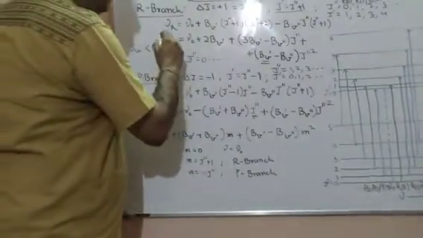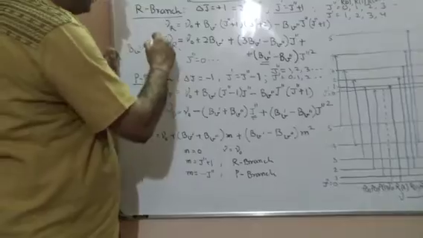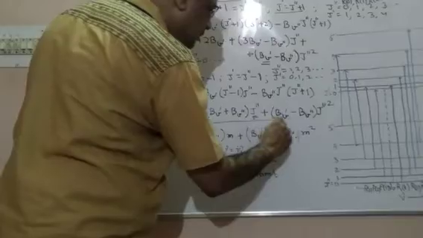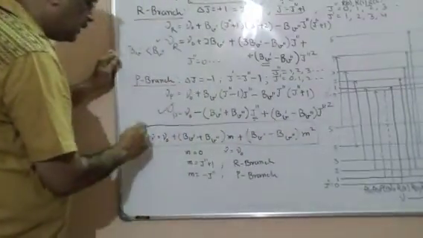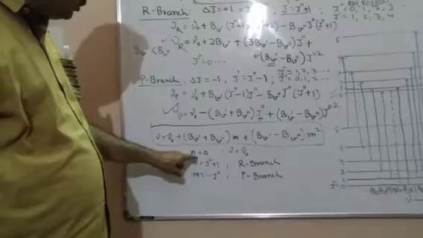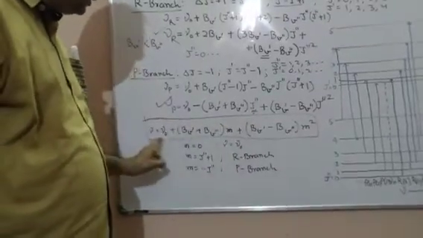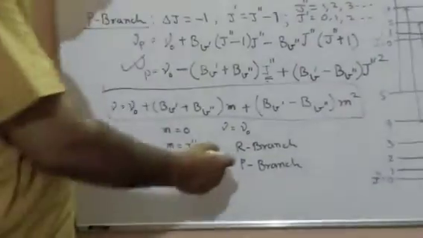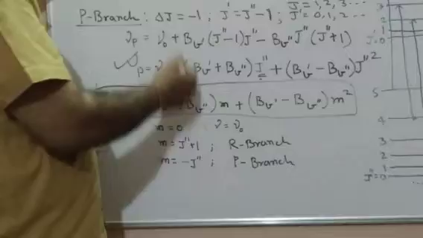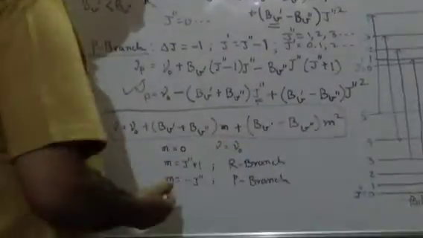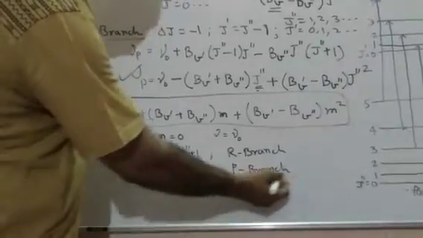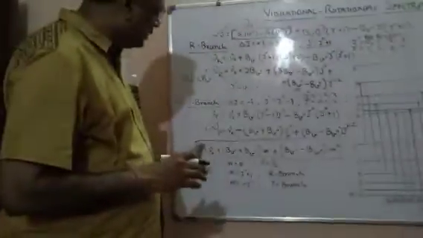So now if we write a common equation for mu R and mu P, we get a very nice equation like this. If you substitute the value m equal to 0, these two terms will be 0 and you will get the null line. If you substitute m equal to J double prime plus 1, you will get the R branch. You substitute the value here and finally you will get this one. So it is work for you. And then if you substitute m equal to minus J double prime, you get the P branch. So this is a general common equation.